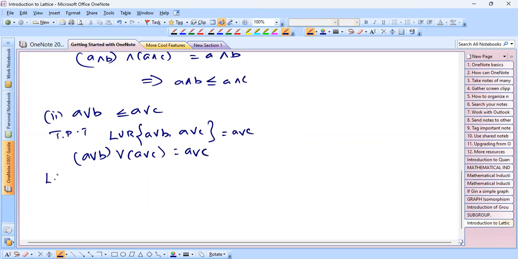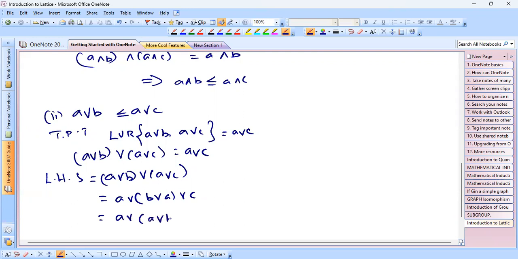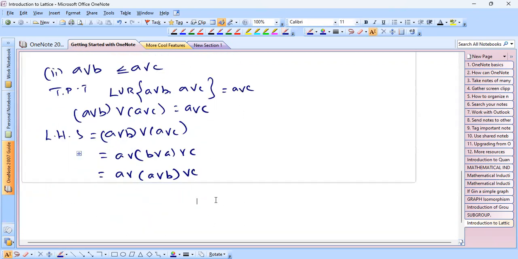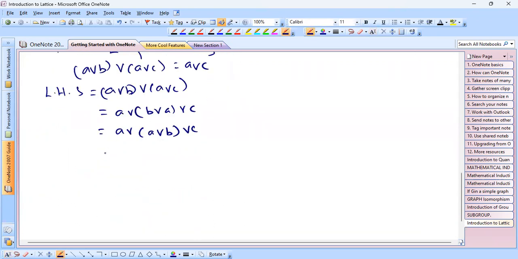Let us consider the left hand side. (A or B) or (A or C). By using associative, we can rewrite this one as B or (A or C). And using commutative, we can rewrite this as (A or A) or (B or C), which is equivalent to A or (B or C).